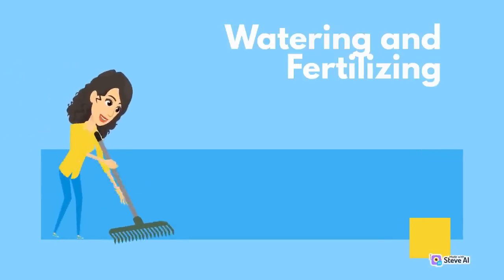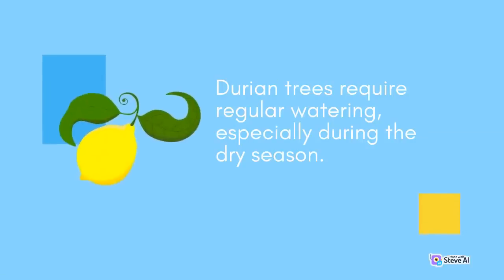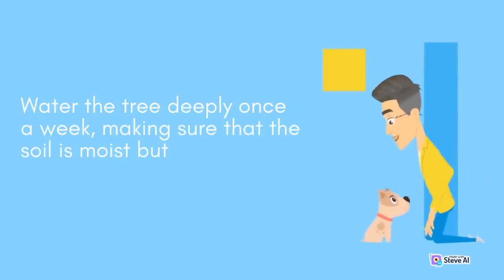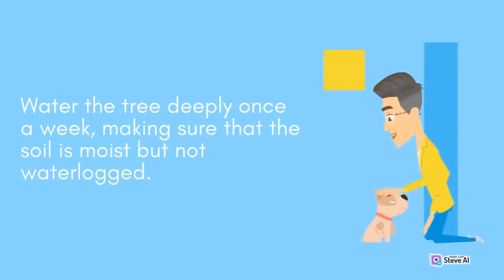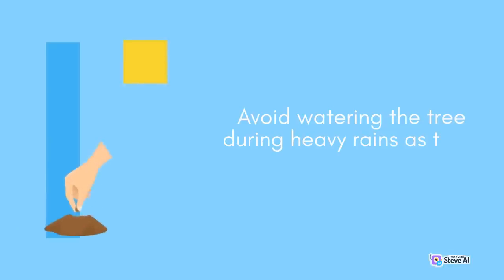Watering and fertilizing. Durian trees require regular watering, especially during the dry season. Water the tree deeply once a week, making sure that the soil is moist but not waterlogged. Avoid watering the tree during heavy rains as this can cause root rot.